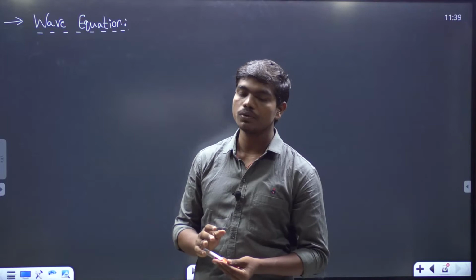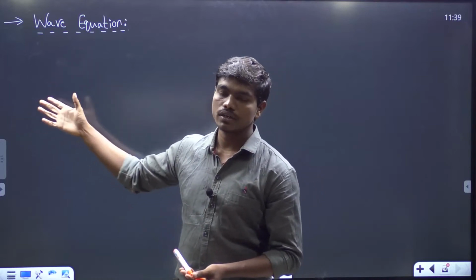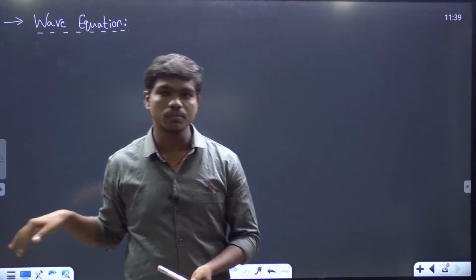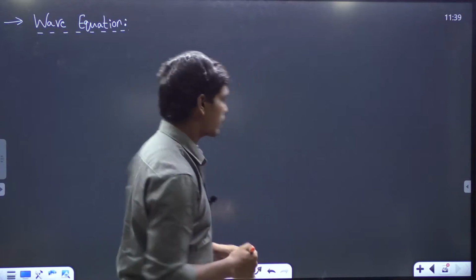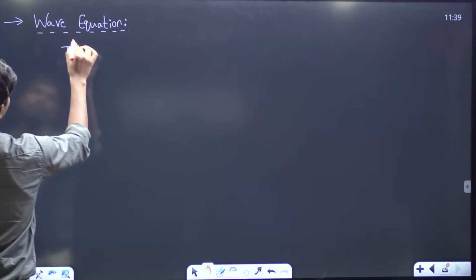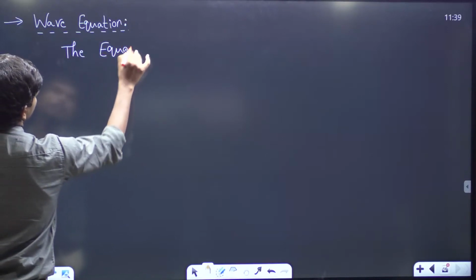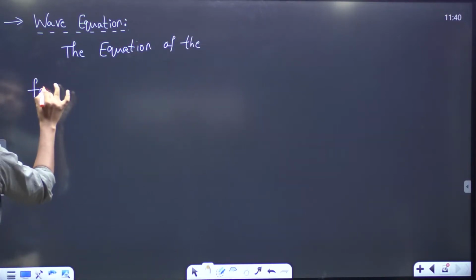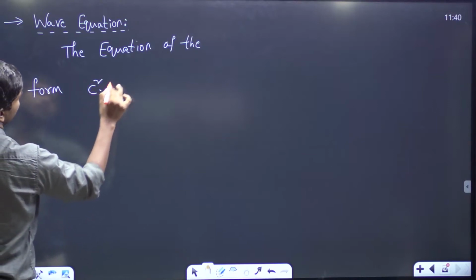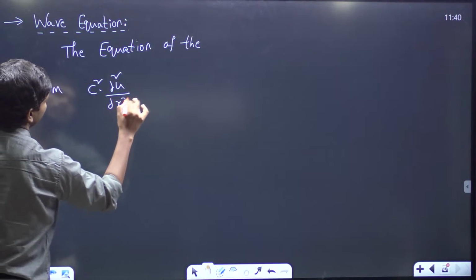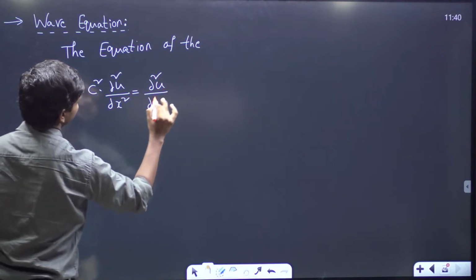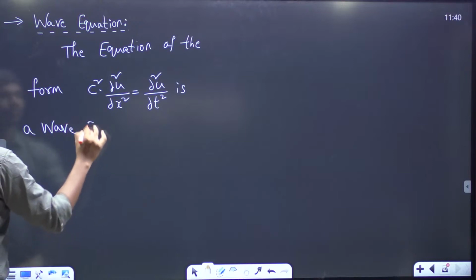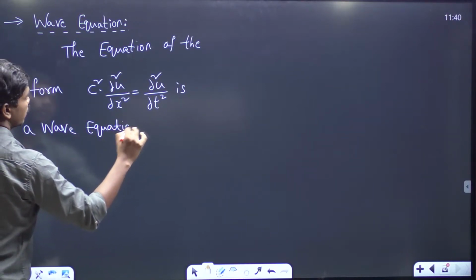I'll just let you know what the equations are and what kind of equations they are, because in the GATE examination, they give a wave equation and ask whether it is elliptic, parabolic, hyperbolic, or some other geometry. That's why these questions are really important. So what is the wave equation? The equation of the form c square into dou square u by dou x square is equal to dou square u by dou t square is a wave equation in one dimension.